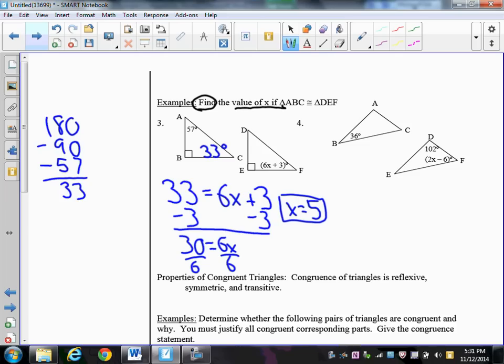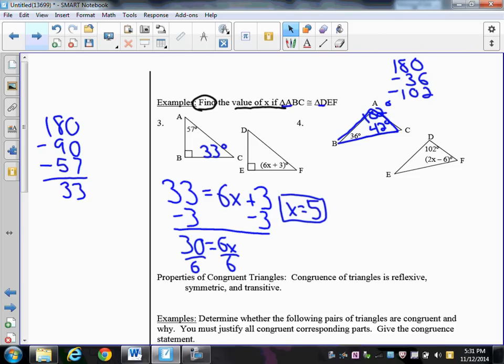You should be able to try number 4. I'll get you started on number 4. We know that A and D have to be the same. Again, the first two letters, so this is 102 degrees. Then to find angle C, remember everything needs to add up to 180. So we have 180 minus 36 minus 102. So whenever we do that, we get 42 degrees. So that's how you get that one started.